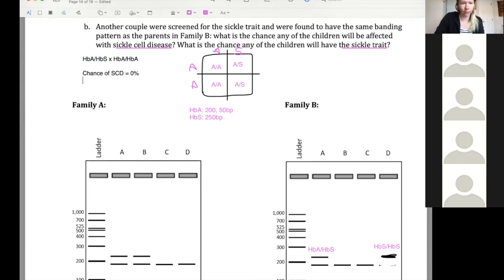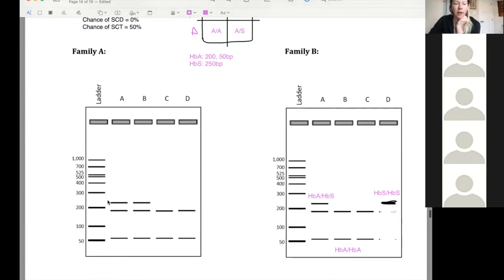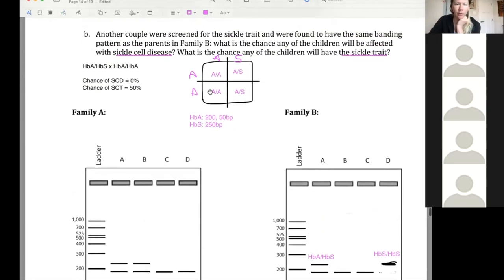Professor, if both parents were heterozygous, then the chances would be definitely the kids would be affected, correct? Right, yeah. If they were both heterozygous, like in this example, if they were both AS, AS, then there would be a 25% chance of sickle cell disease and a 50% chance of sickle cell trait. Okay, thank you.